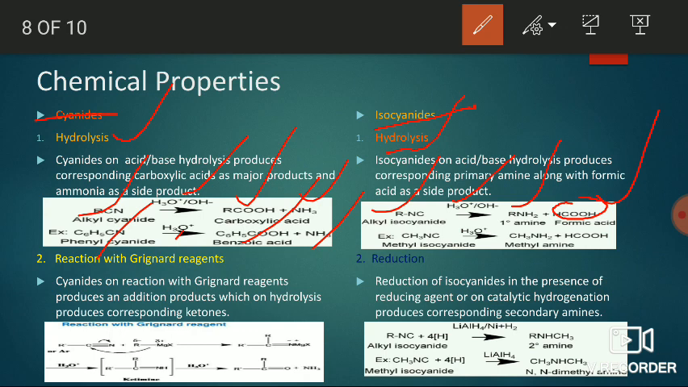So based on this difference in hydrolysis, we can differentiate the cyanide and isocyanide group present in a given compound. Hydrolysis is helpful to predict whether the compound contains a cyanide functional group or an isocyanide functional group. Okay, fine. Next chemical property: reaction of cyanides with Grignard reagents.